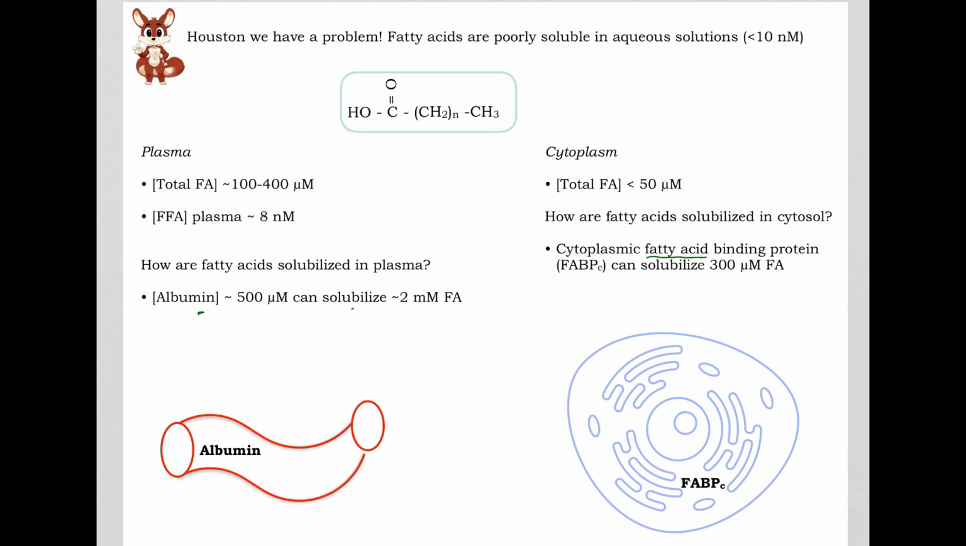So just as albumin helps solubilize the fatty acids in your bloodstream, we also have proteins, for example, fatty acid binding protein, FABP. And these proteins can help solubilize fatty acids in the cytoplasm inside your cells. Now remember, fatty acids, this carboxyl group is ionized at pH 7.4 in your blood or pH 7 in your cells. So that means this carboxyl group is negatively charged, and that negative charge will attract some water. And that's why fatty acids have some water solubility, less than 10 nanomolar.